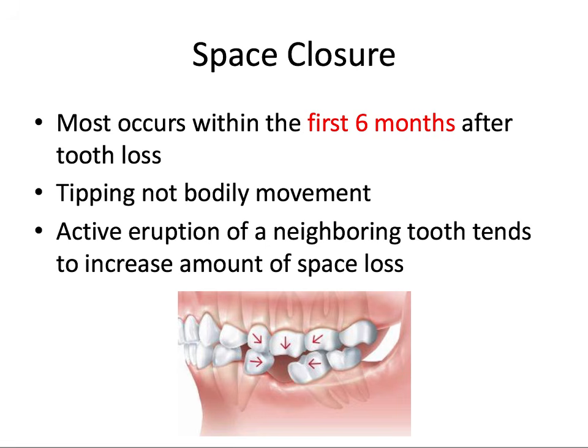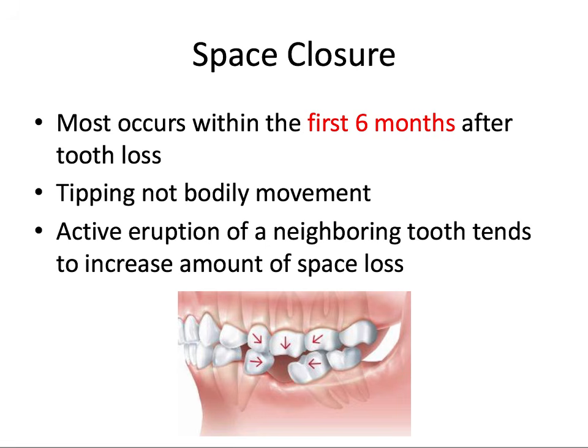So space closure, or as we've been talking about, mesial drift and migration of the teeth, is going to occur mostly within the first 6 months after a tooth is lost. So you have to act pretty quickly because those first couple months are where those neighboring teeth are going to want to drift the quickest. This is also true if a tooth is extracted. And the theory is those first couple, 4 to 8 weeks specifically, you get the most tooth movement because those inflammatory mediators are activated when a tooth is extracted or lost. This is tipping, not bodily movement. We can talk more about that in orthodontics as well.